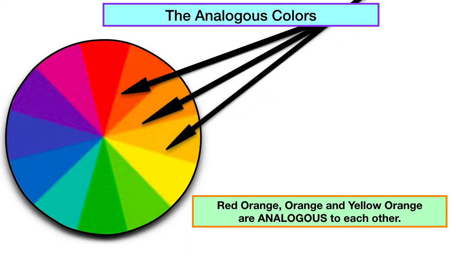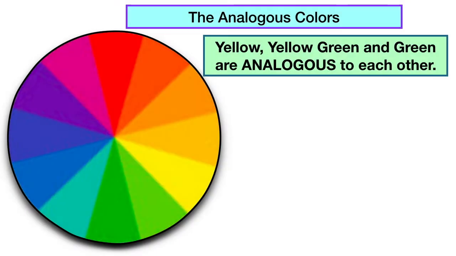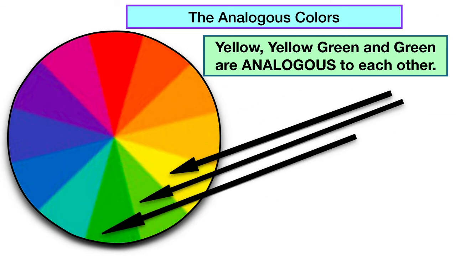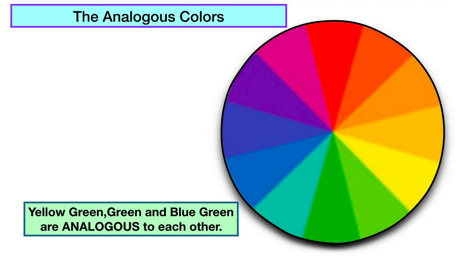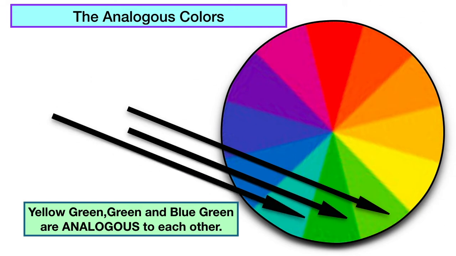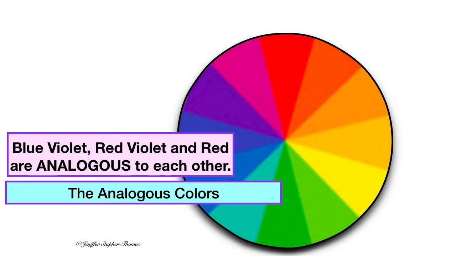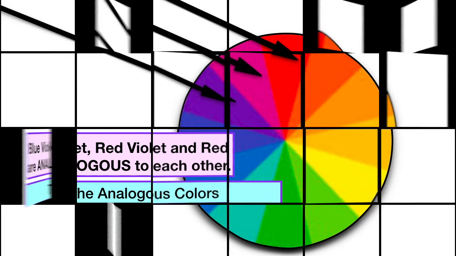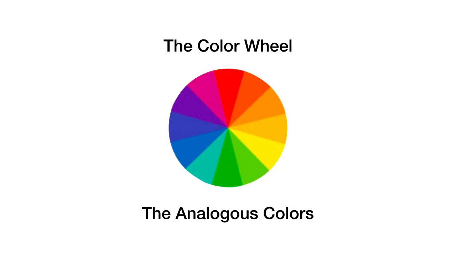Red-orange, orange, and yellow-orange are analogous. Yellow, yellow-green, and green are analogous to each other. Yellow-green, green, and blue-green are analogous to each other. Blue-violet, red-violet, and red are analogous to each other. See, that was pretty easy actually. They're just next door to each other.